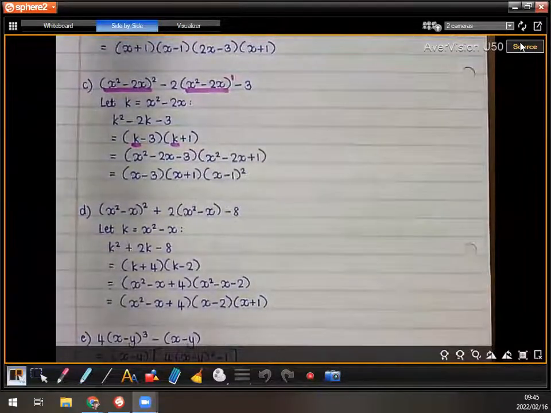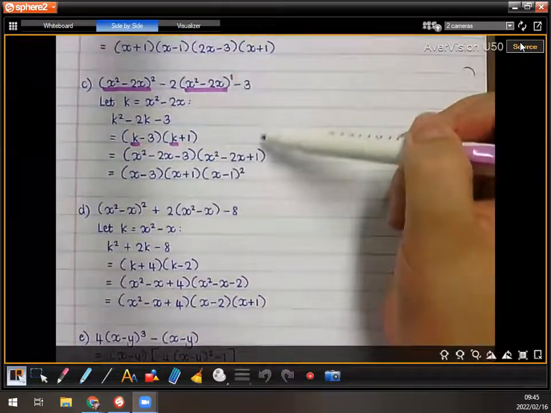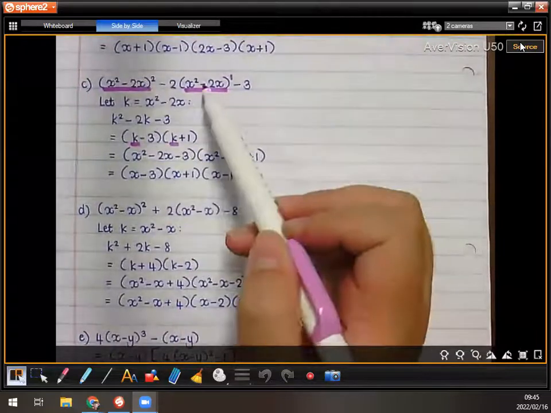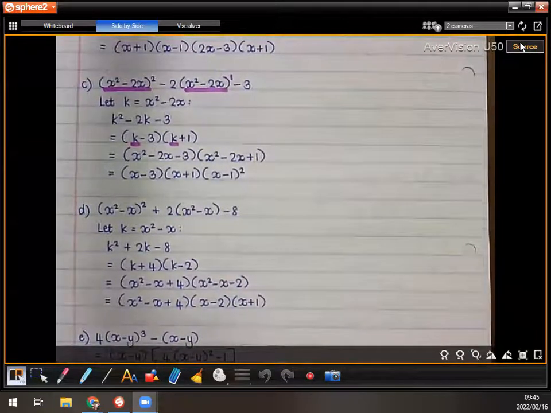You could do this without even introducing K at all. It's just a tool to make it a bit simpler. You can go straight from that to that. When it's something like this, when you can see that it's kind of a complicated trinomial, you can use the K method. And then is the x minus 1 squared because of the same sign?